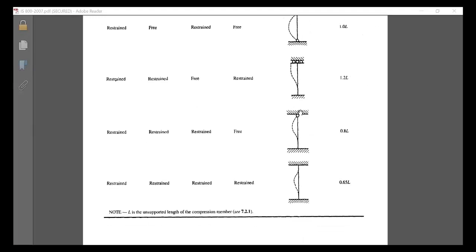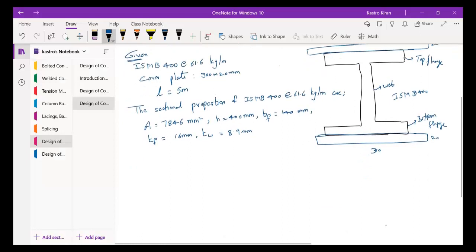Now for our condition also, in our problem, they have said one end of column is fixed, which is this one, and the other end is pinned. Pinned is also called as hinged. Therefore, what is the effective length value? It is 0.8 L. So therefore, the value of K is 0.8. So from this, you got to know the value of K. So let's substitute here and find out what is the value of KL.